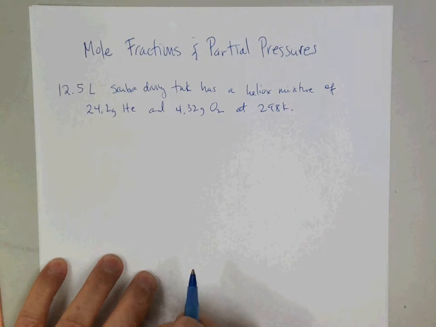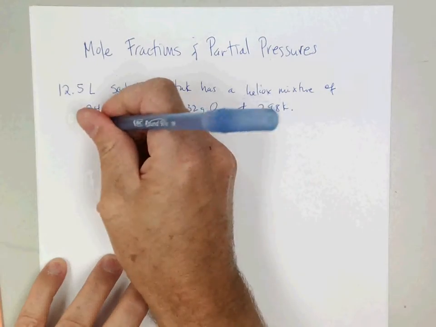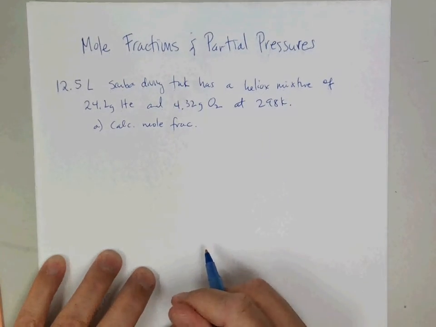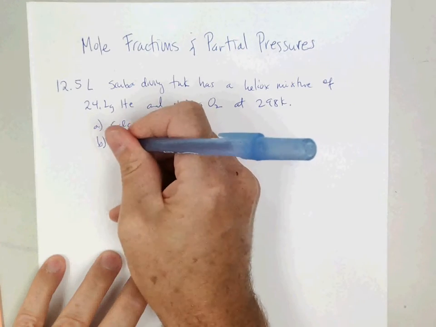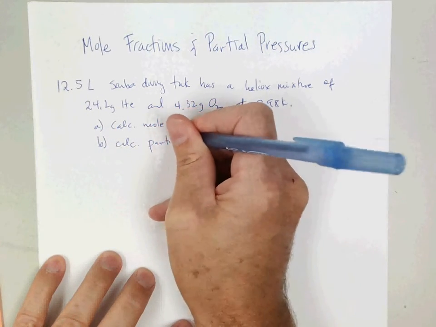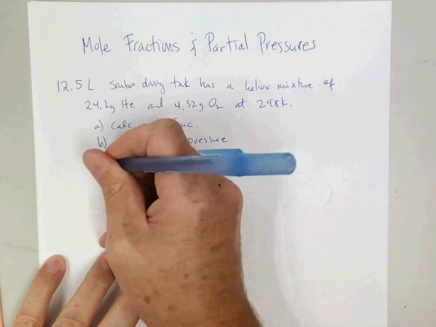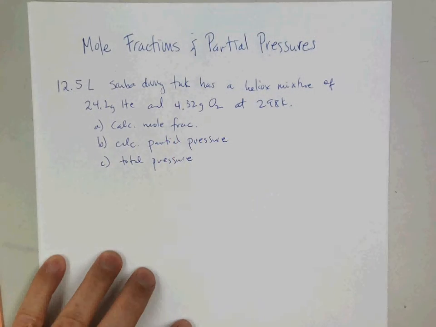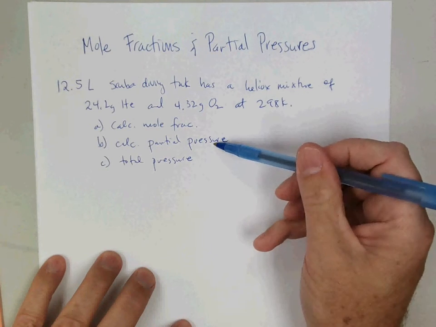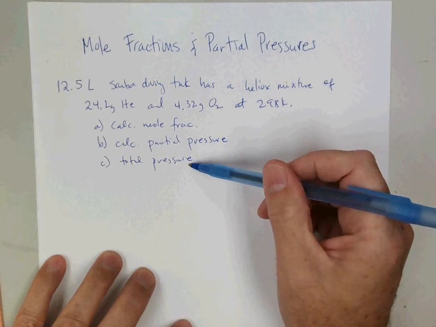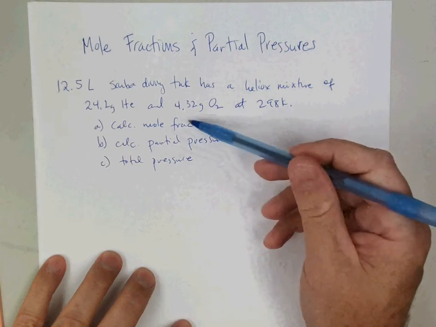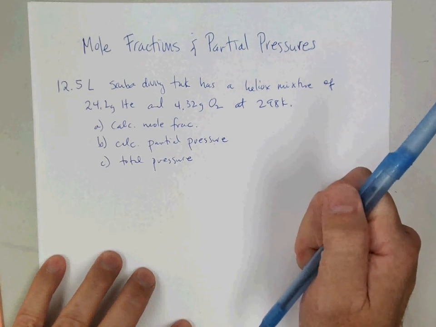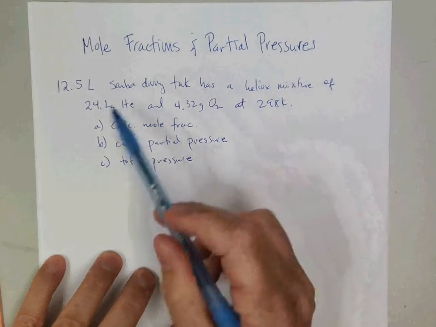Now, oftentimes they'll ask questions like, calculate the mole fraction. They might also ask to calculate the partial pressure and also the total pressure. Now, in this case, we couldn't do the partial pressure if we didn't know the total pressure, because we also are figuring out the mole fraction. So we'll use the mole fraction, apply it to the total pressure, and then we can find the partial pressure. So let's get started. How do we solve a problem like this?